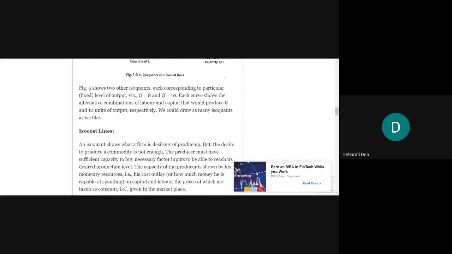Understood? So you have only these options. It's not that you can use any units of capital and any units of labor and efficiently utilize those two to produce the 6 units of output. You have to select only from the points which are falling on the isoquant curve. Okay, now we can draw as many isoquants as we like. Understood?